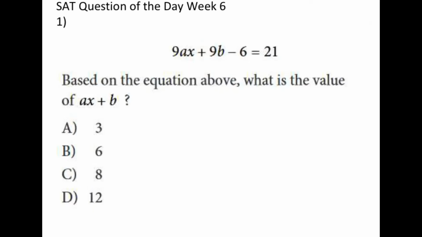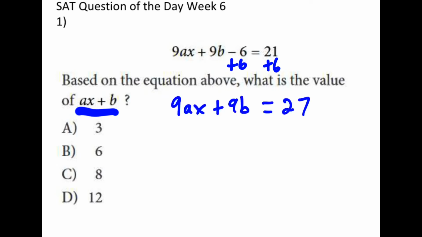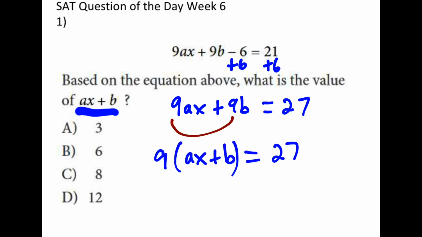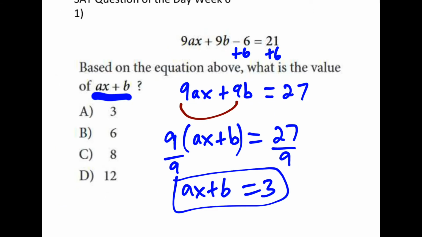Number 1 is about getting this quantity ax plus b all by itself. So actually the first thing we're going to do is add 6 to move that over. This way, 9 is a common term, and we can factor it out. Then we can divide both sides by 9. And though we don't know what x is, or a, or b necessarily, the whole thing put together is 3.